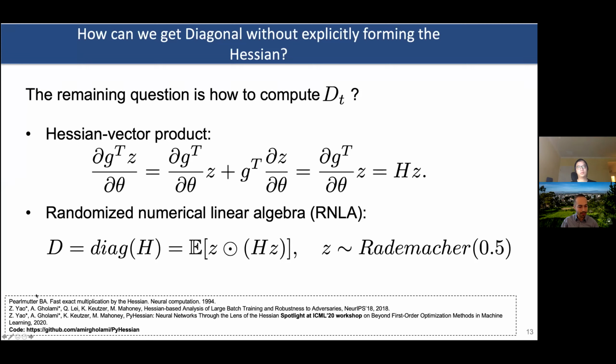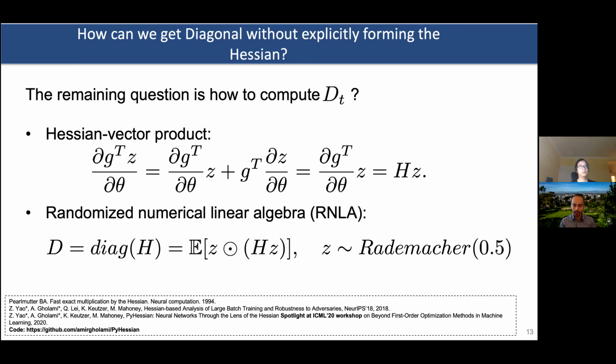And so Pearlmutter has a very interesting way of explaining this in his paper in 1994. I highly recommend this paper. So this is not new. And once we have this H times z, we can plug it in here and compute essentially an approximation to the Hessian diagonal. We have a library called PyHessian that explains how you can do this very efficiently. You can even do this on your laptop for ResNet50, so it doesn't require a supercomputer to compute this. And once we have that, we can plug it into the Hutchinson method, get the diagonal of the Hessian, and plug it into the AdaHessian formula.